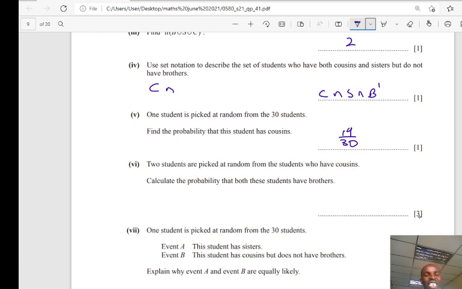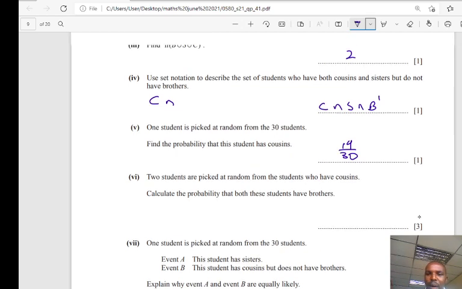Next, 2 students are picked at random from the students who have cousins. Take note, students who have cousins. So the number of all possible outcomes will be the number of students who have cousins. Calculate the probability that both these students have brothers. Probability that they have brothers, given that we are taking from those who have cousins.